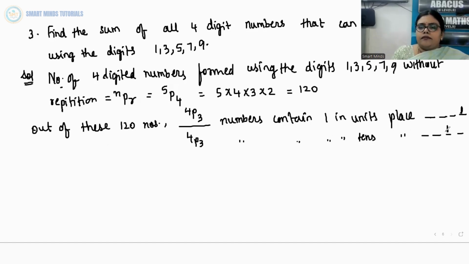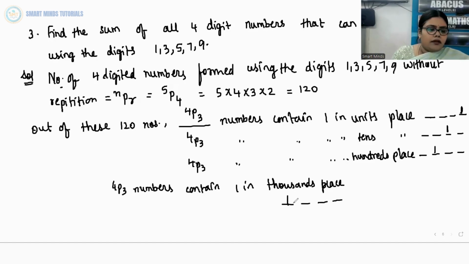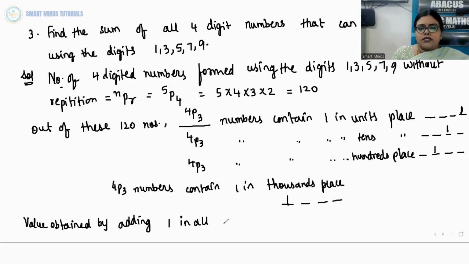Then 4P3 numbers contain 1 in hundreds place. This way. Then 4P3 numbers contain 1 in thousands place. This way. Okay. So what is the value obtained by adding 1 in all the numbers?